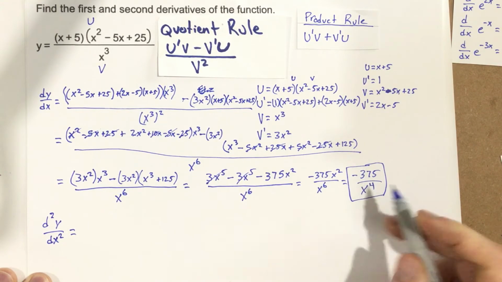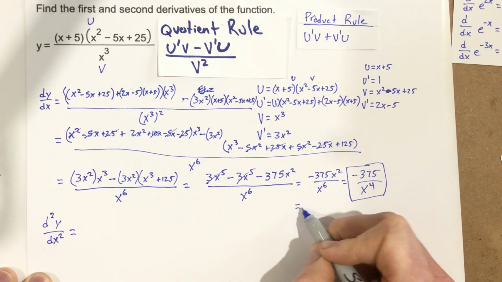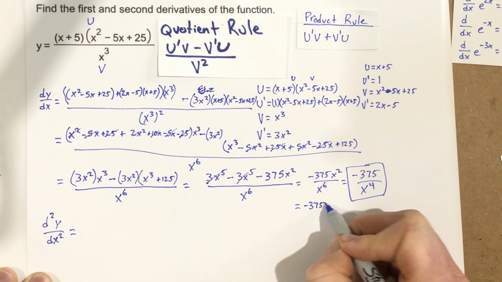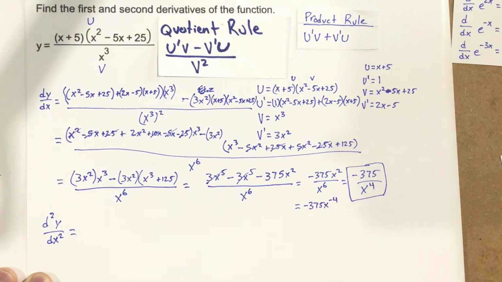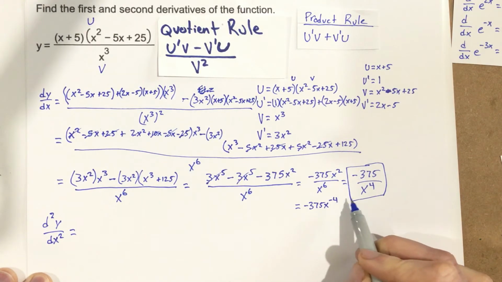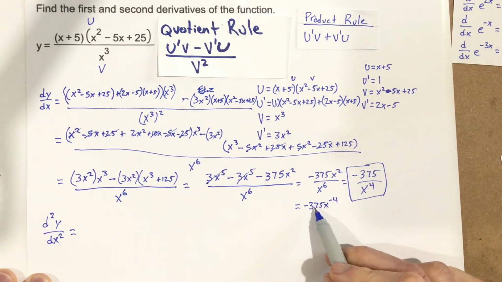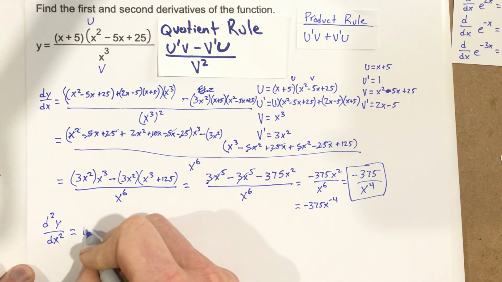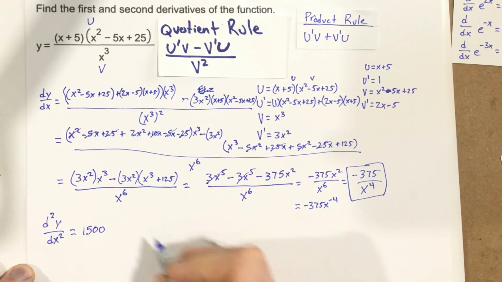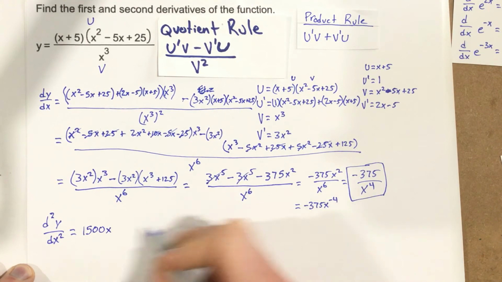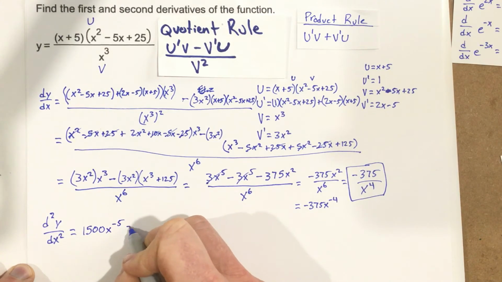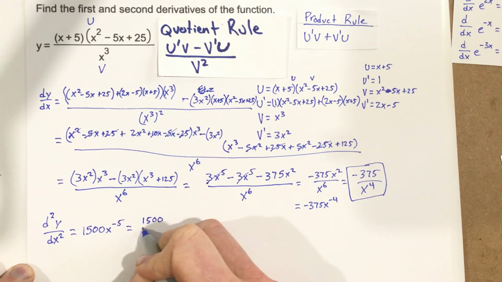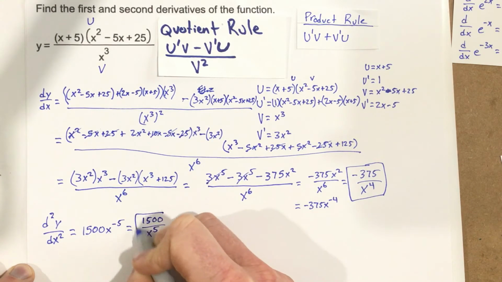Let's write this as equal to negative 375 x to the negative 4 real quick before I take the derivative. So when I do that, now I can just bring the power to the front. So negative 375 times negative 4 is 1,500, so I end up with 1,500 x to the, subtract 1 from negative 4, that's negative 5. So you could write that as 1,500 over x to the 5th if you'd like. That's the second derivative.